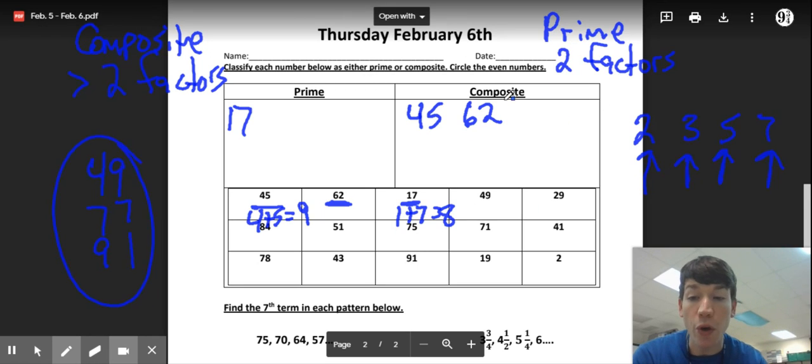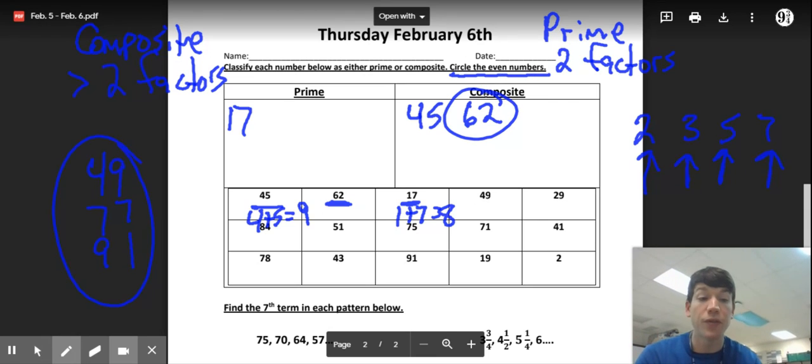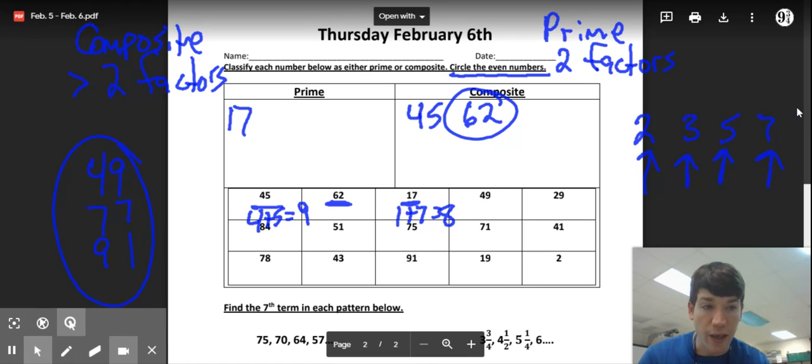Now, I want you to go through and do that for all of the rest of these numbers. And remember, the directions also say to circle the evens. So go back and make sure you circle the even numbers as you're going through as well. All right, go to the next part down here.